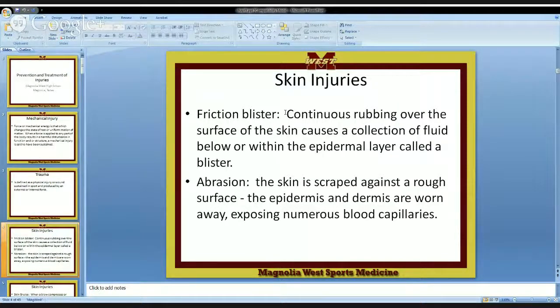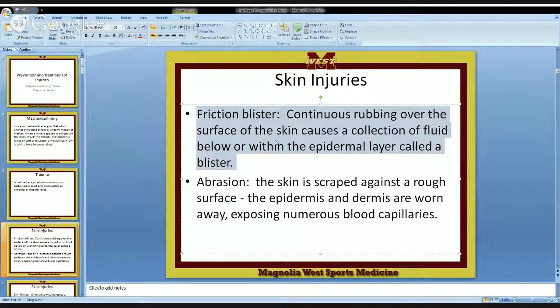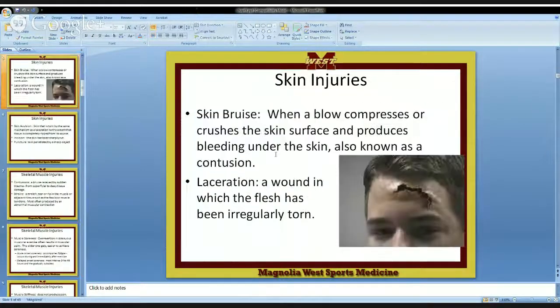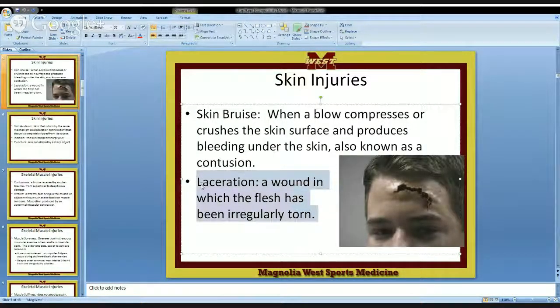With skin injuries, you need to know what a friction blister is. All right, you got that? Friction blister. So highlight these as you go along, and then you can go back and study what you need to know. All right, let's go over here to number 5. I think you need to know about a laceration in which the flesh has been irregularly torn, and it's known as a laceration.